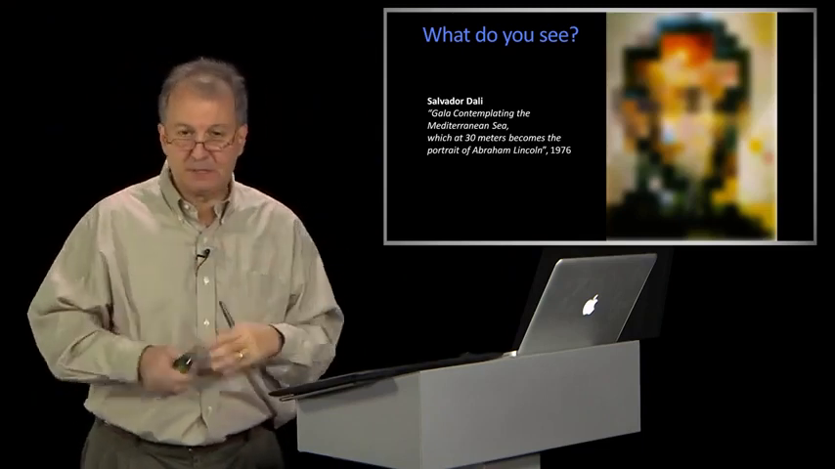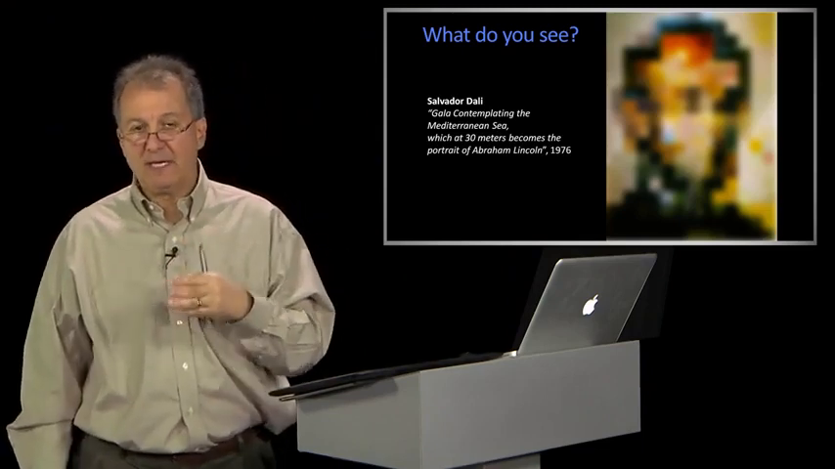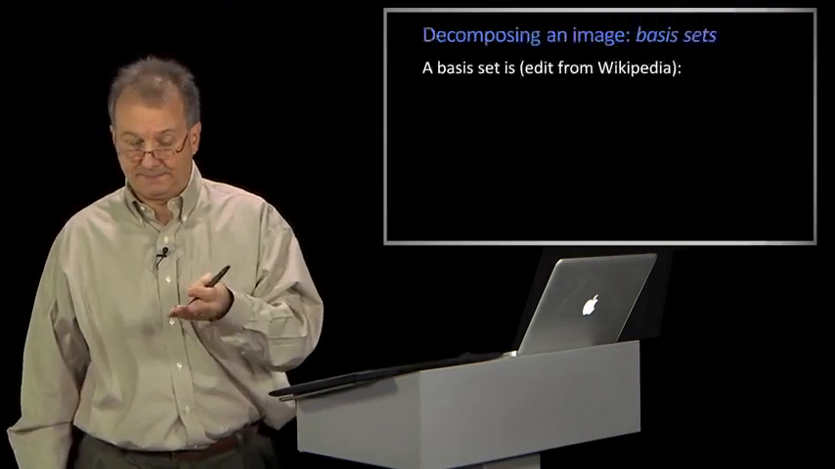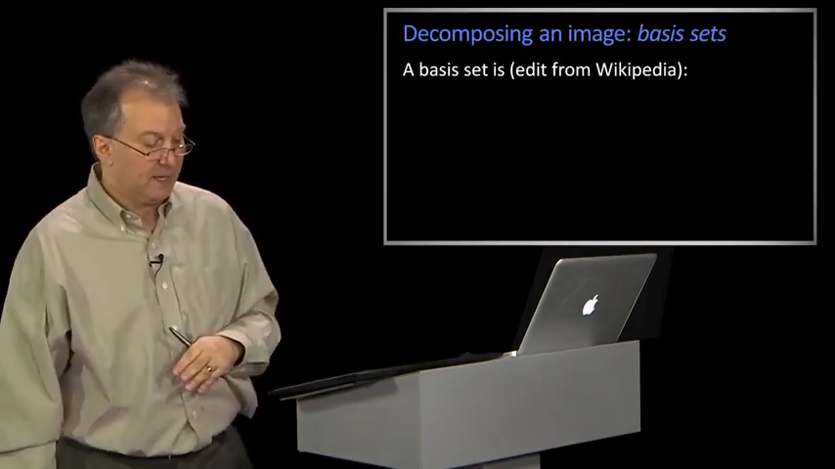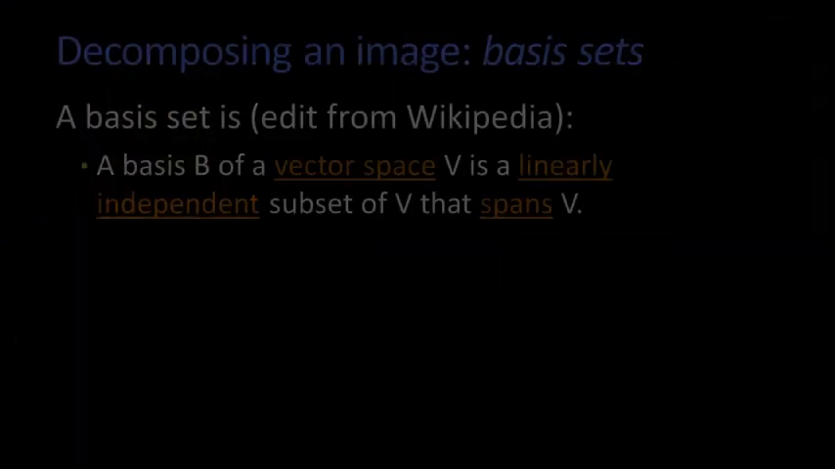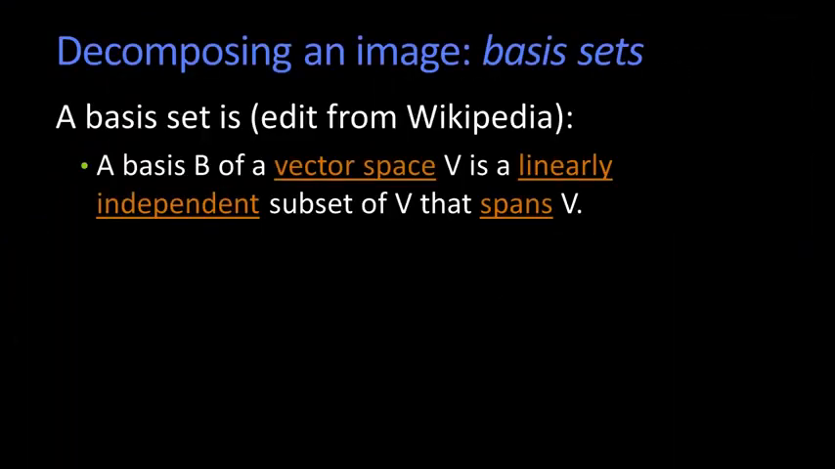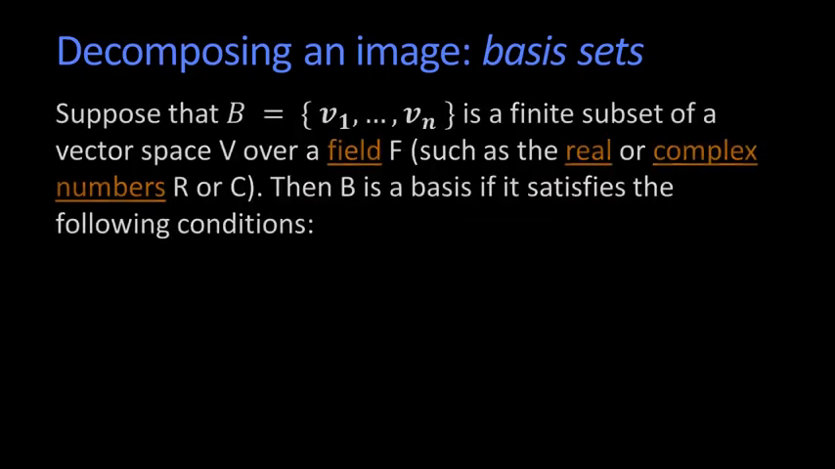And we're going to get to frequency, but really what we're talking about is what's referred to as a basis set. So what is a basis set? Here we've lifted this from Wikipedia, edited a little bit. A basis set, B, well, you have to talk about a vector space. Something is a basis set of a vector space, V, if it is a linearly independent subset of V that spans V. So let's expand those words out just a little bit.